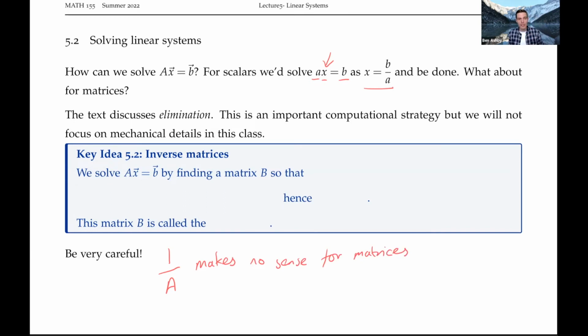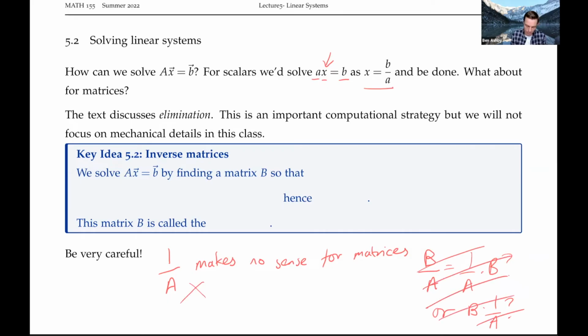Why is that the case? Well, if you were to think about doing b divided by a, where b is a matrix and a is a matrix, is that 1 over a times b, or is it b times 1 over a? In other words, are we multiplying b by 1 over a on the left or 1 over a on the right? And you don't know that. So that's one of the reasons why dividing by a matrix doesn't make sense. So this is a big no-no, you don't do this. So ignore that. So how do we do it instead?